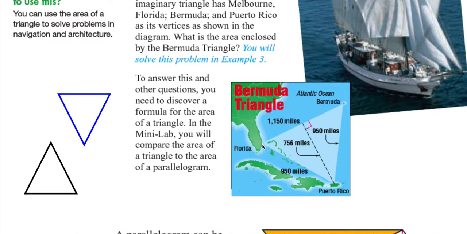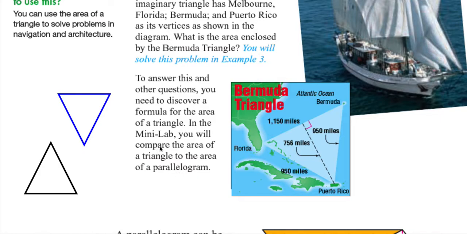So this is Melbourne, Florida right here. This is Bermuda and Puerto Rico. So what is the area enclosed in the Bermuda Triangle? We will find the area of this triangle when we go to example 3. To answer these questions, you need to discover a formula for the area of a triangle.